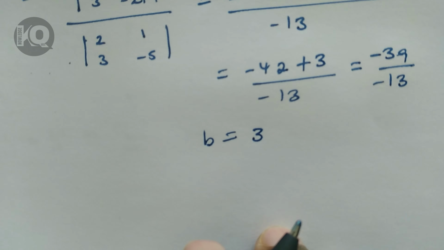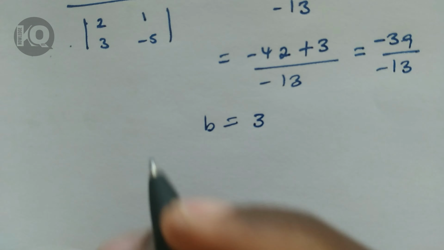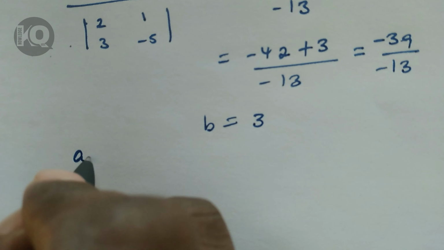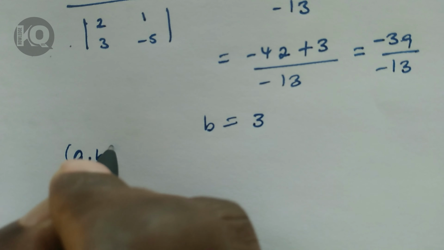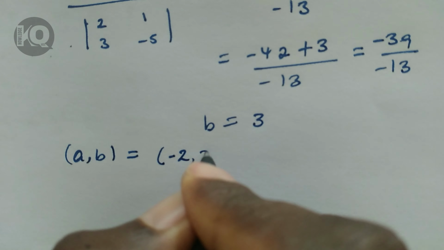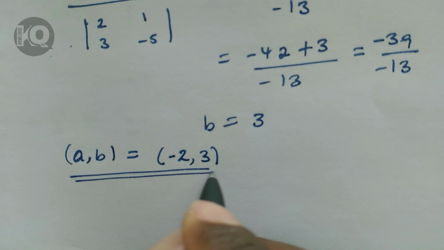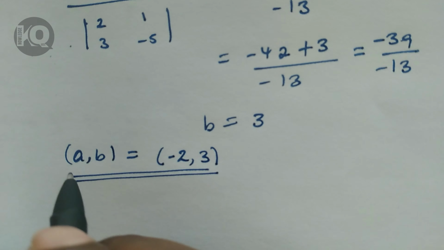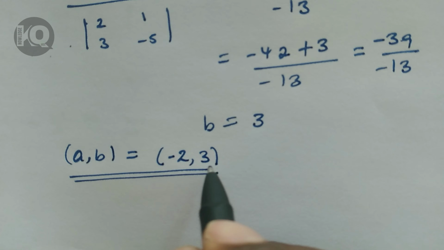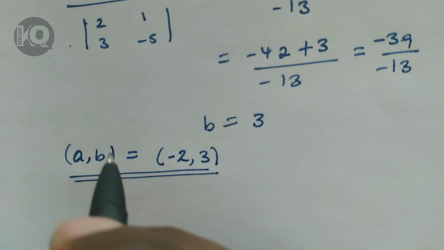So the solution of this system of linear equations is a equals minus 2 and b equals 3. You can verify by substituting the value of a as minus 2 and the value of b as 3, which satisfies the given system of linear equations.